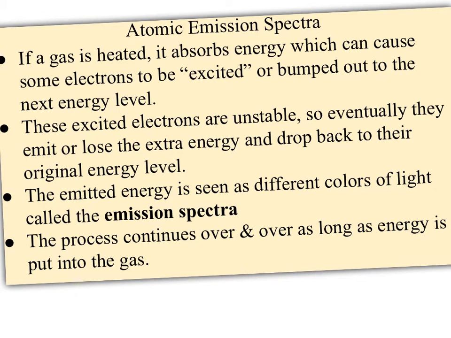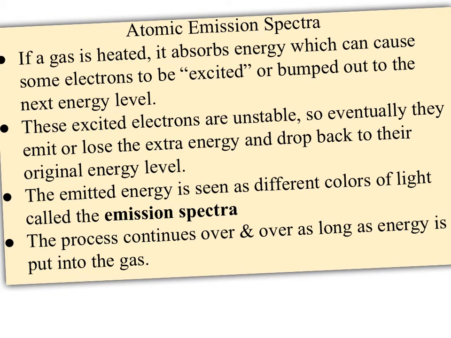If a gas is heated, it absorbs energy, which can cause some of the electrons to be excited or bumped out to the next energy level. These excited electrons are unstable, so eventually they emit or lose the extra energy and drop back to their original level. And I like to think of this as like a lava lamp.